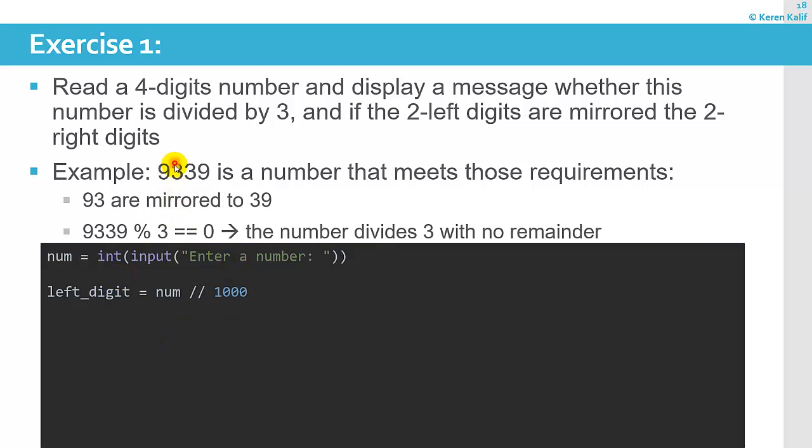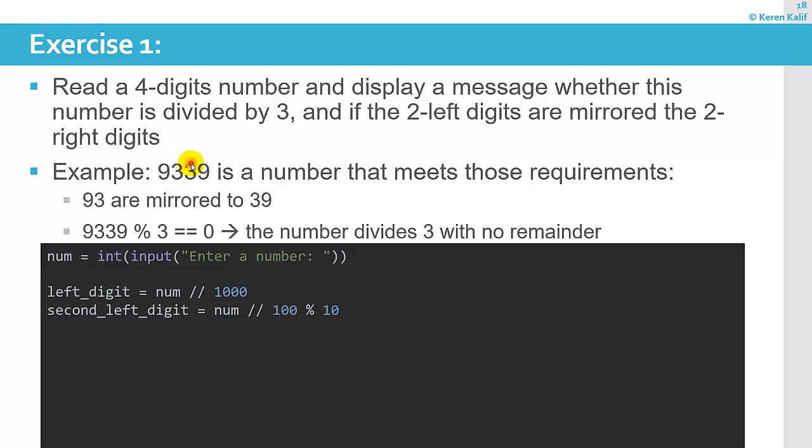Now I want to isolate the second left digit. So what I need to do is get rid of those 2 digits and then isolate the 3. I take num, double divided by 100, so I get rid of 39. I'm left with 93. And then 93 modulo 10 gives me the digit, which is 3.